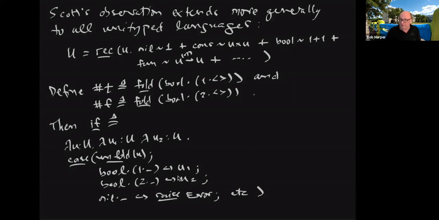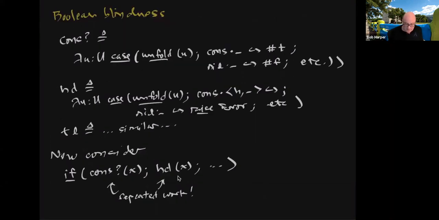Okay, it is alleged. So the poor if has to actually check for all the other cases too, because after all, it's untyped. Nobody says that the thing you're branching on is actually a Boolean. Then there are all sorts of ruses to make that semi work, but it never works in the end.